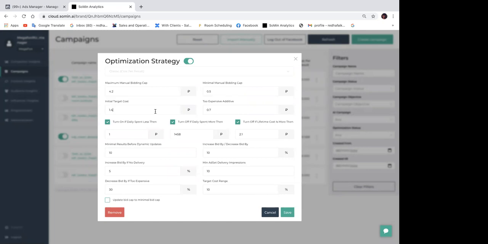What he said is that his initial target cost is equal to average, to average minus 20%. So if you average, let's say, 0.33, you can try to set up initial cost to 0.33 minus 20%.